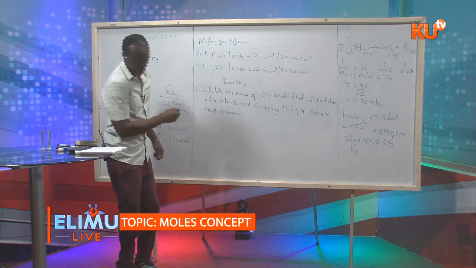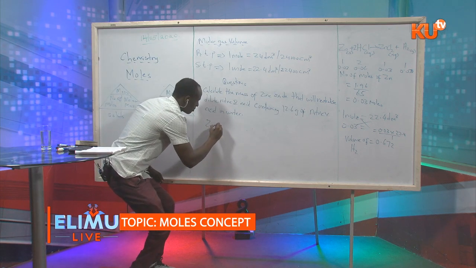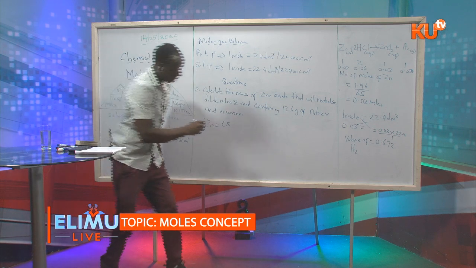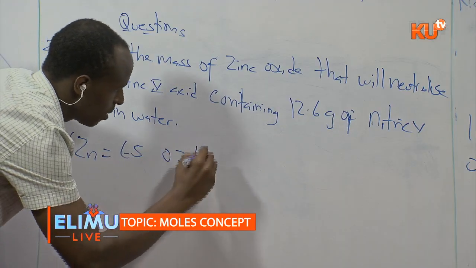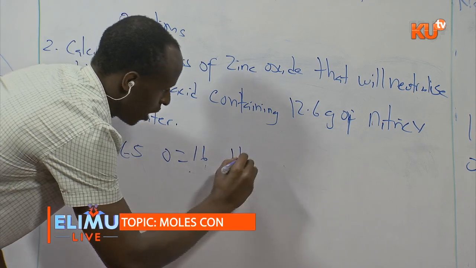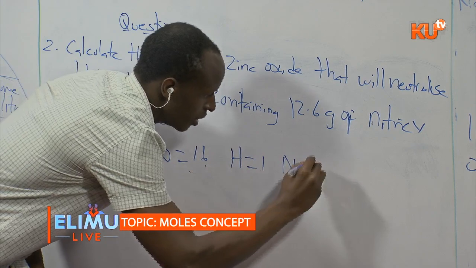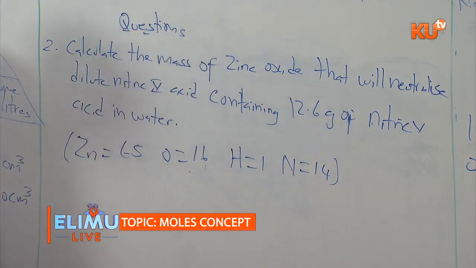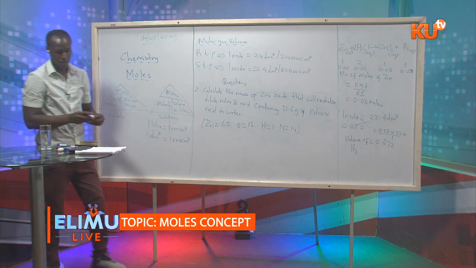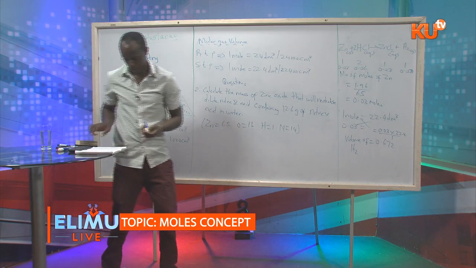Then you have been given the RAM. For zinc, you have been told it is 65. For oxygen, 16. For hydrogen, 1. And nitrogen is 14. So it means you have to use these to find the molar mass. Remember, molar mass is involved in the formula. That's why you have been given the RAM.